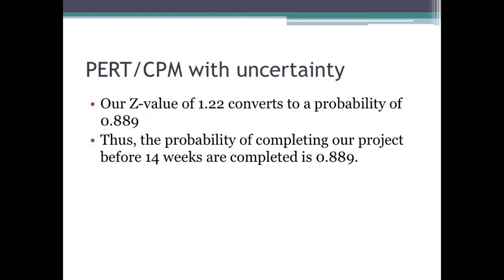So we have our z-value of 1.22. We convert this to a probability of 0.889. So our probability of completing a project before 14 weeks is 88.9%, or 0.889.